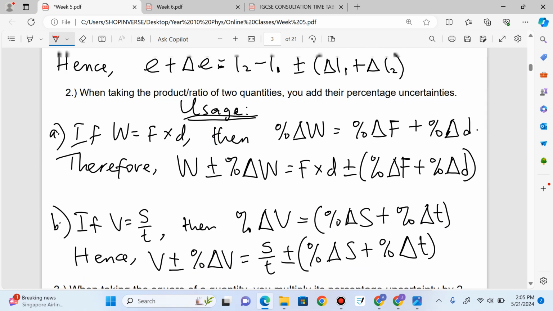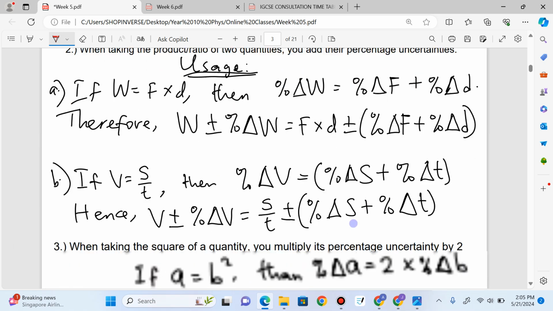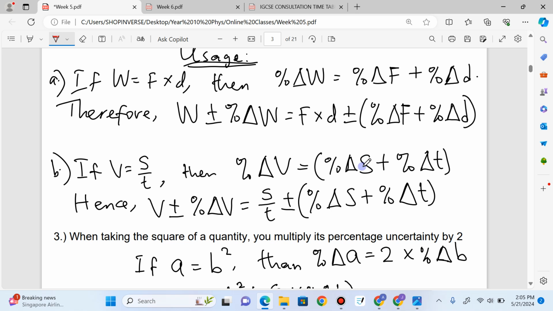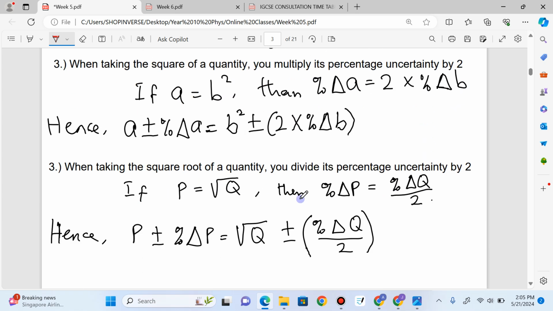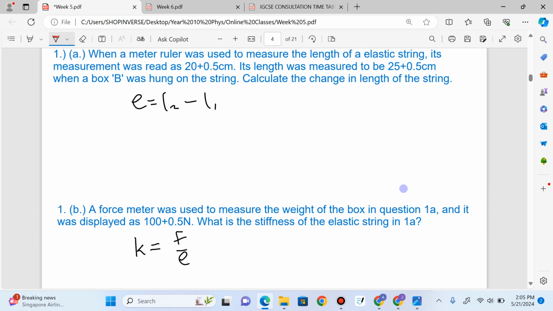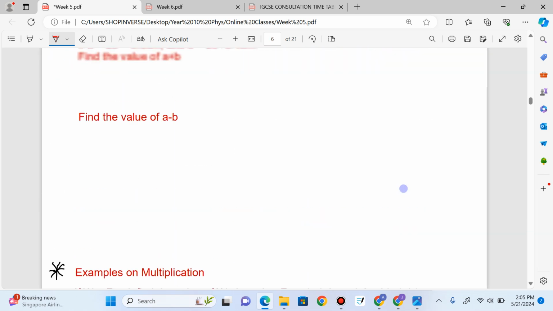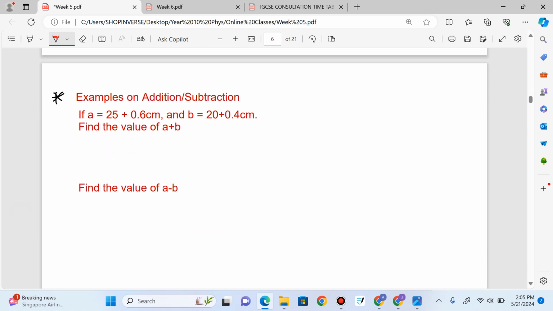These are other rules. Okay, this is the rule for multiplication. When it comes to multiplication, you use the percentage uncertainty. When it comes to division, the same thing, percentage uncertainty. When you are taking the square, you deal with 2 times the percentage uncertainty. When you are dealing with square root, you take half of the percentage uncertainty. Let's solve some examples on this. I have an example here.